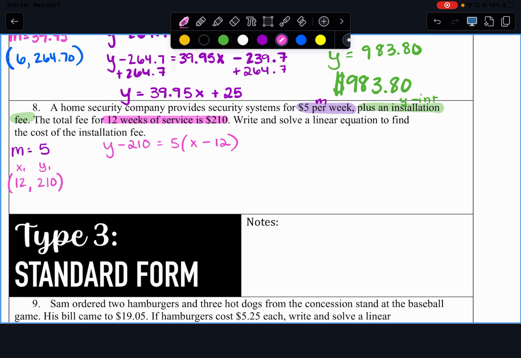So from this question, we're able to find our slope, which is 5. And then it also tells us a point. So we need to use the point-slope formula, which is y minus y1 is equal to our slope times x minus x1. So that is how you set it up. From here, you will put it in slope-intercept form. So if you haven't finished it, go ahead and put it in slope-intercept form and solve it to find the installation fee.